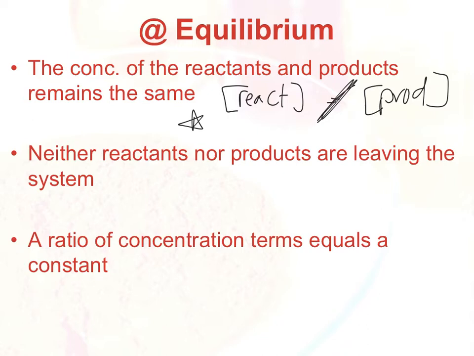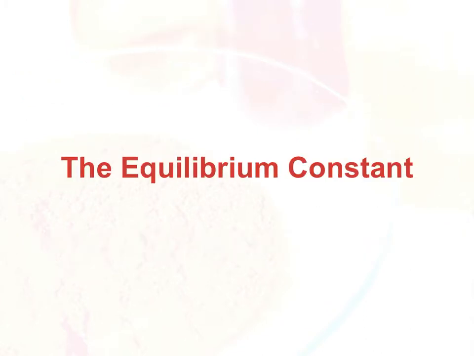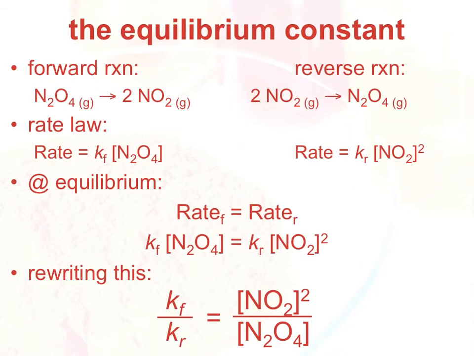So the ratio of those concentration terms is going to equal a constant, and we're going to talk about that constant in a little more detail here. The equilibrium constant is a ratio between the concentrations of our reactants and products. Now we can look at the equilibrium constant with respect to the rate laws of the forward and reverse reactions. The forward reaction that we looked at a few slides ago shows the N2O4 breaking into the NO2. And the reverse reaction, the NO2 coming back together to form the N2O4, provides the subsequent rate laws we see down below here.